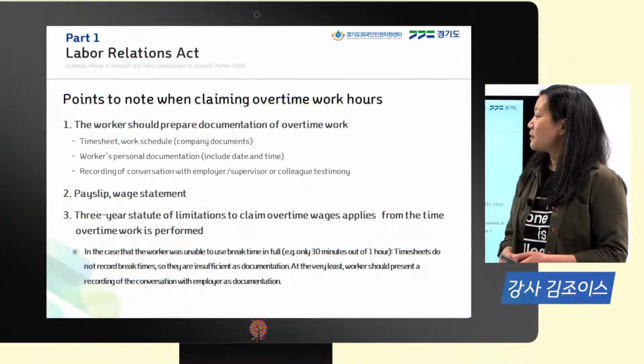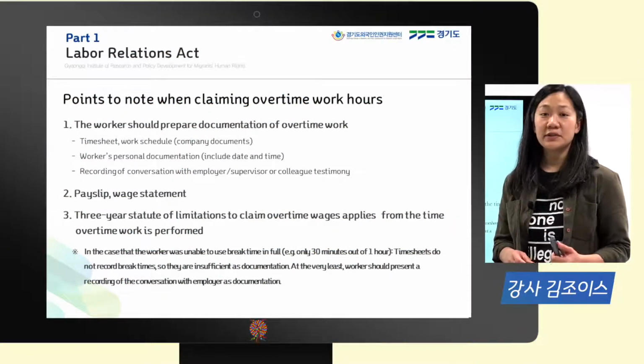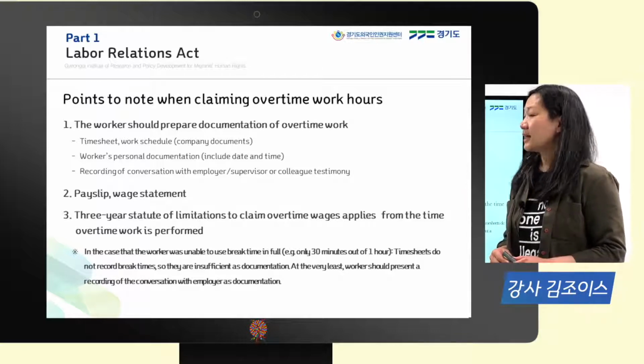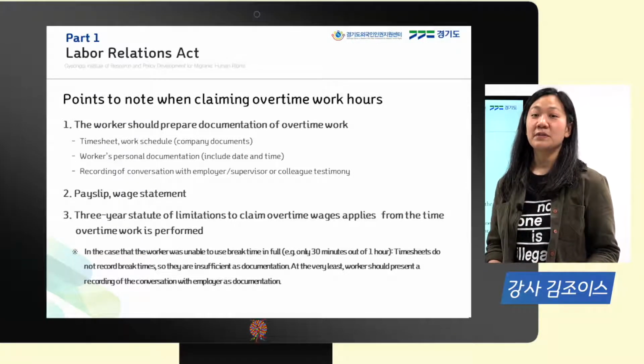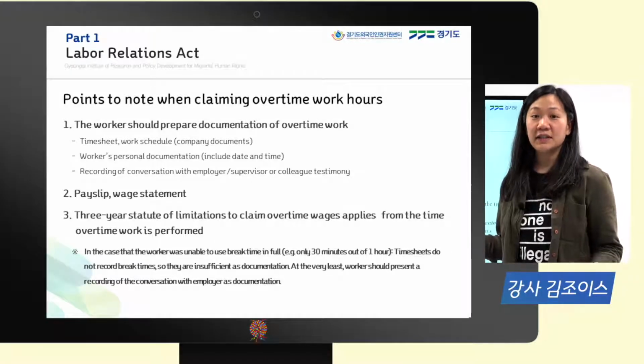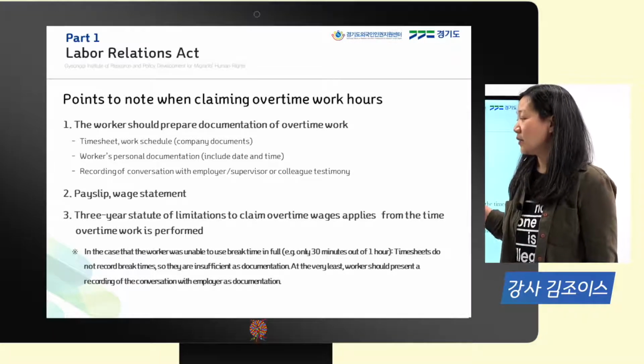Okay, so now we're back, and I just want to talk about a few more points to note when we are working overtime work hours. Sometimes we're working these overtime work hours and we're not getting paid properly for them. So in that situation, the worker can definitely try to claim the additional wages.